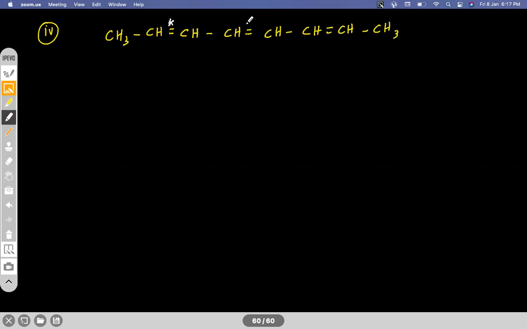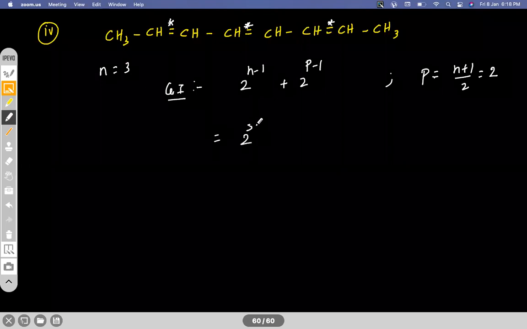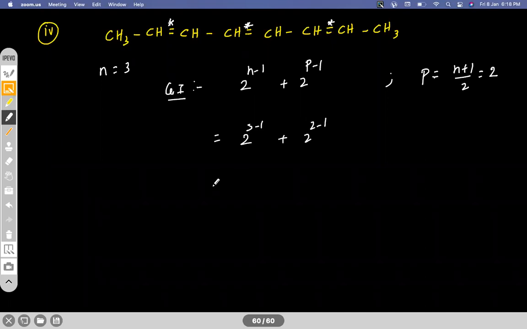N value is 3, ends are same. So number of GI would be 2^(n-1) plus 2^(p-1). What is p value? (n+1)/2, since n is odd. So p value is 2. When you substitute it here, 2^(3-1) plus 2^(2-1). So 4 plus 2, that is 6. Understood? So like this, we can find out the number of geometrical isomers.